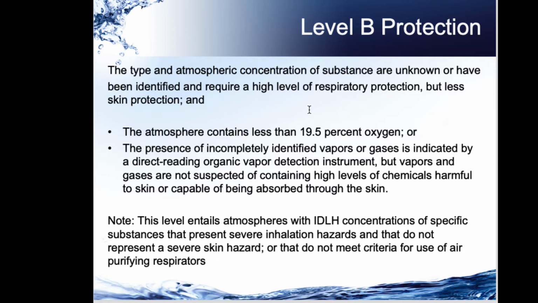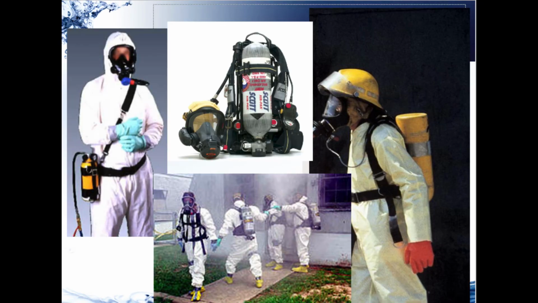So you'll be in a positive pressure respirator if the atmosphere contains less than 19.5% oxygen by volume, or you've identified vapors, gases, or particulate matter through direct reading instruments, even if it's something that's a gross measuring instrument such as a Draeger tube as opposed to a PID meter, that the levels are such that it will not enter the skin through absorption. Okay, so let's look at this practically.